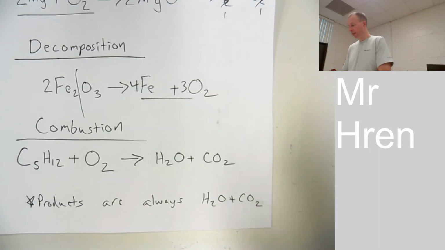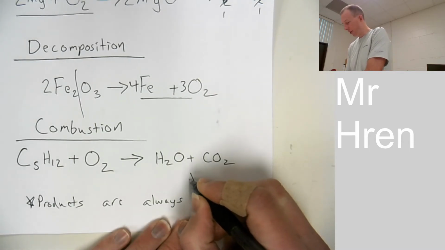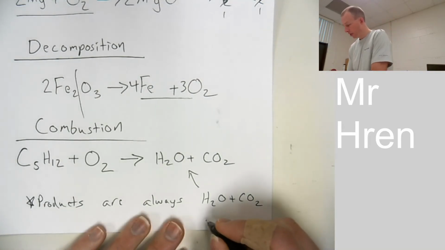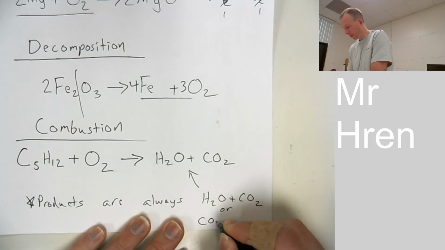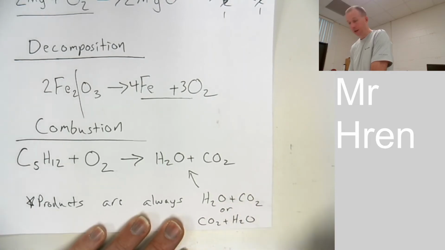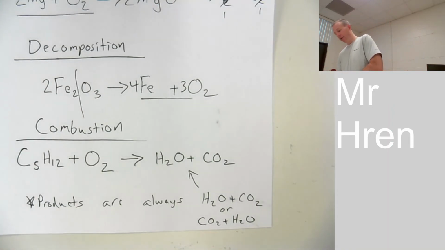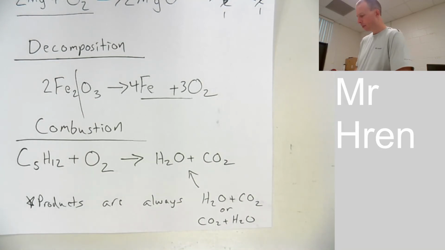So all you have to do is write those over there. And it can be CO2 plus H2O. It doesn't actually matter which one's first and which one's second. It's the same thing. Then you'd have to go back and balance it. And balancing these can be quite a frustrating thing.